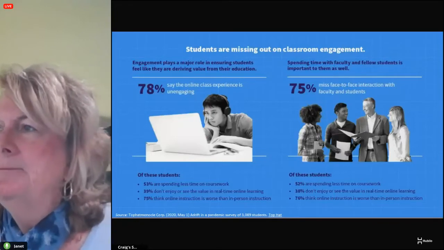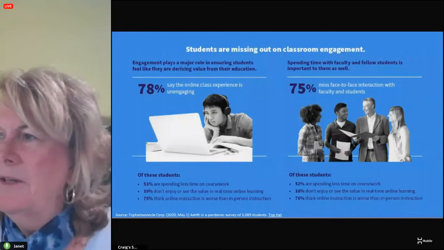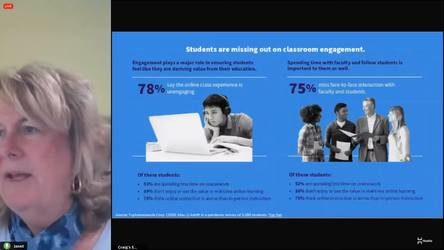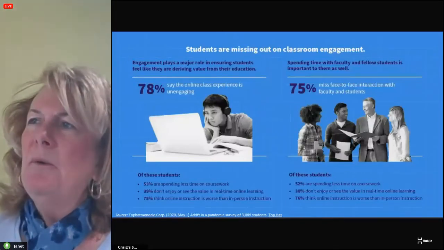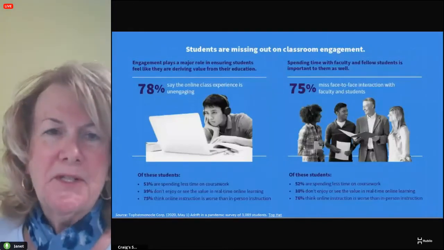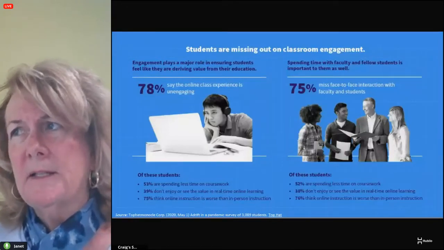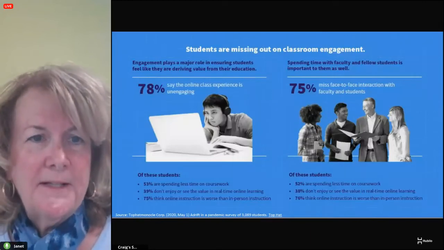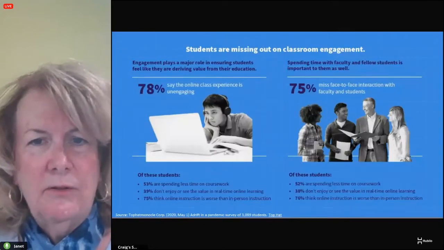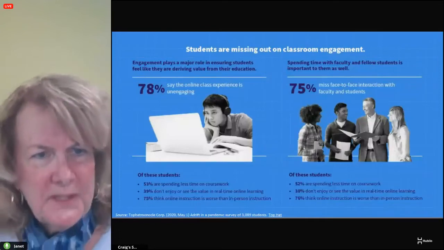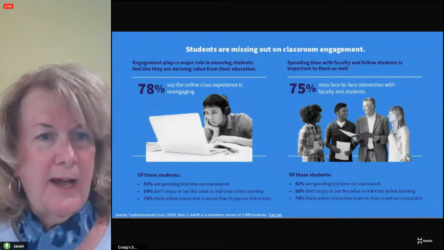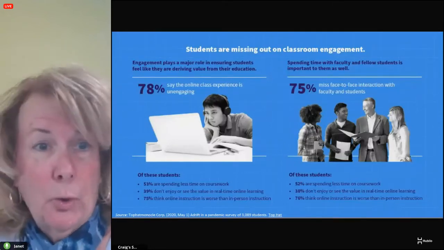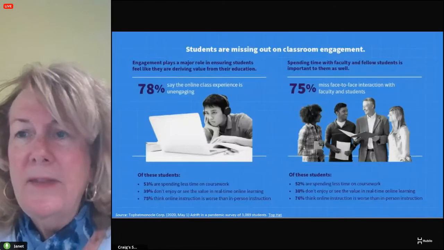This slide gives you some data that was captured in a survey of over 3,000 students during the pandemic. And what they were finding is about 78% of students are saying that the online class experience is unengaging, and about 75% miss the face-to-face interaction with faculty and students. So as we move through this presentation, I'm going to try to give you some tips of how I have tried to consider these things in my courses, particularly during COVID.